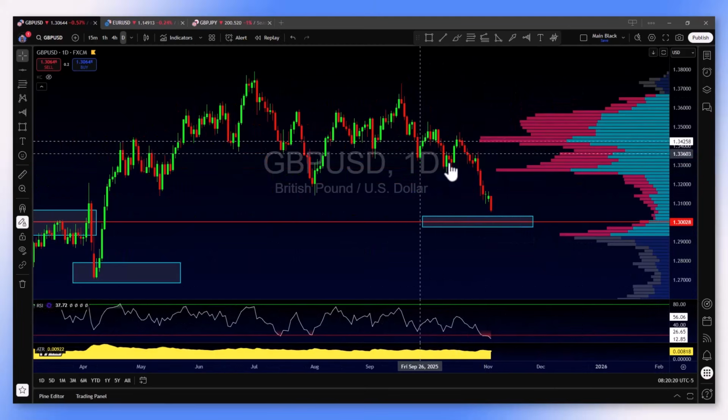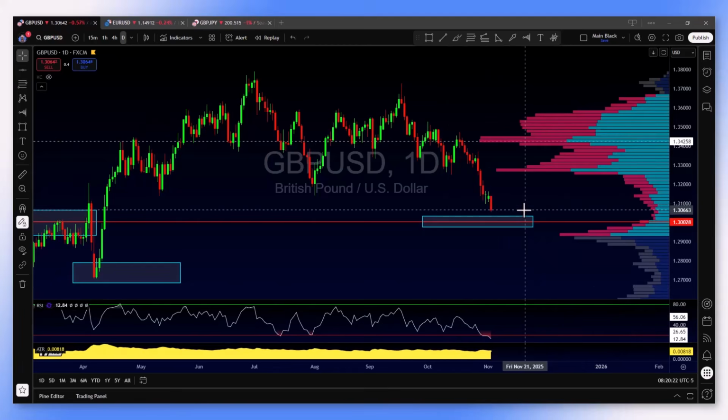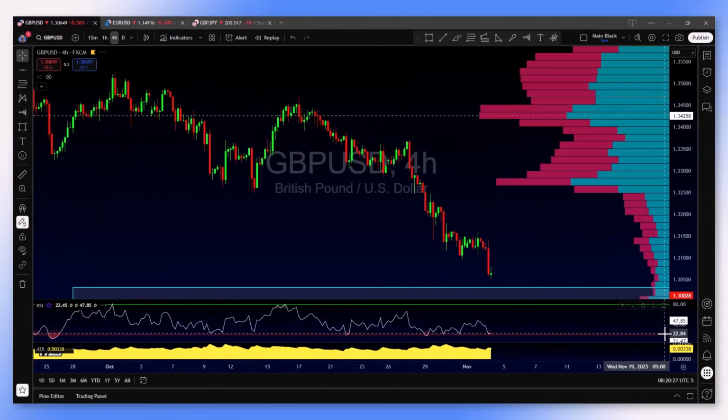So, trend continuation, still got a little bit lower to go. We're trading at what, 130.60s? So we'll head down to the lowers.